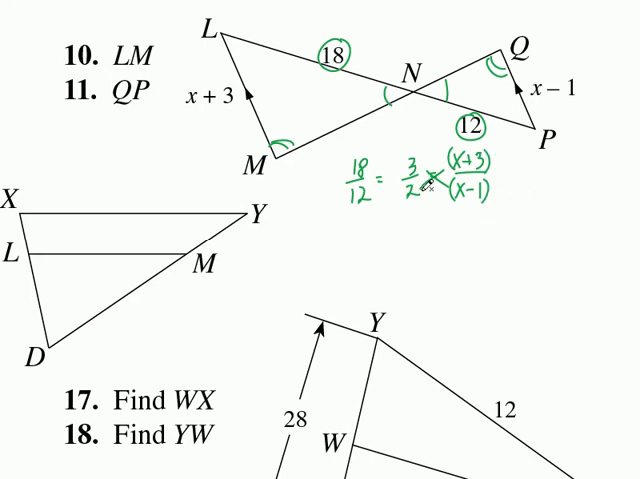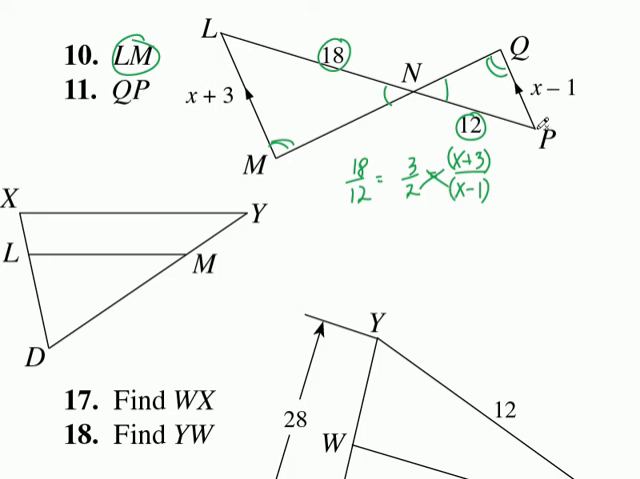But that's not your answer, though. Once you get x, you have to add it to the 3, and then you can get LM. Make sure you do that. Make sure you don't just get x and think, woohoo, I got x. All right, now I'm finished. No. Sometimes that's true. Sometimes all you have to do is solve for x. But sometimes you got to plug it back in and solve for that line segment. Make sense? All right, QP.